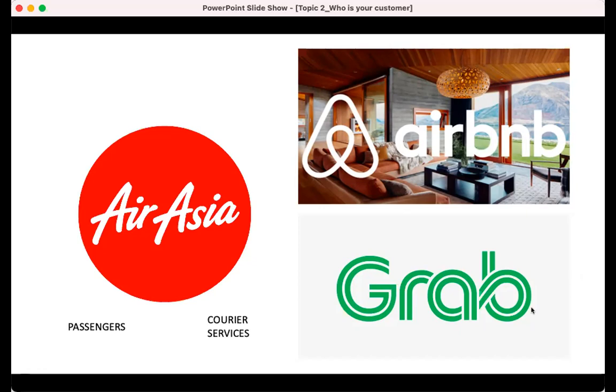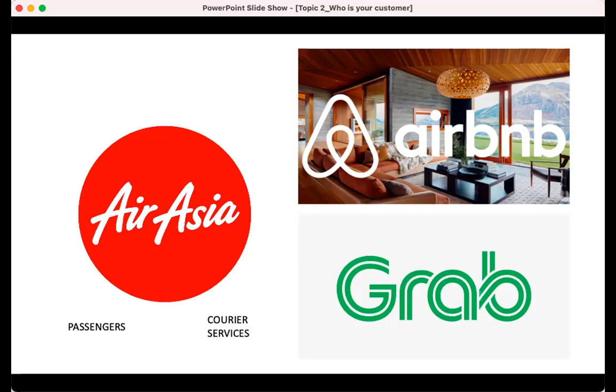Courier services. DHL, probably not quite, to be honest, because DHL would have their own aircraft, right, to send parcels all around the world. But you may think about J&T, right? Pos Laju. You may also think about those smaller cargo services, like airmail, right? So these are some of the courier or postal services who are clients for AirAsia, right?